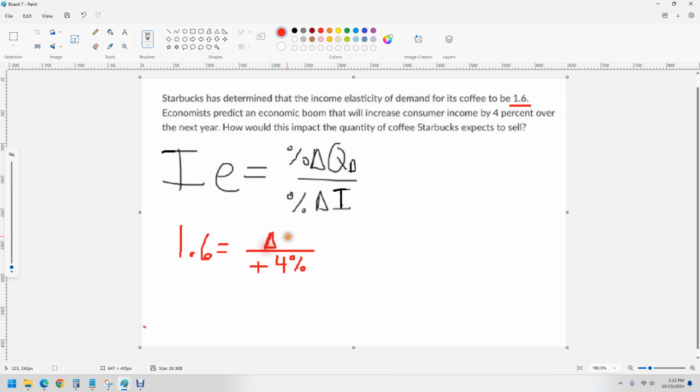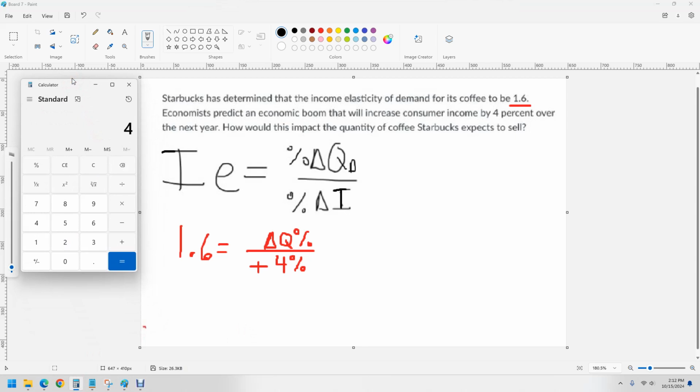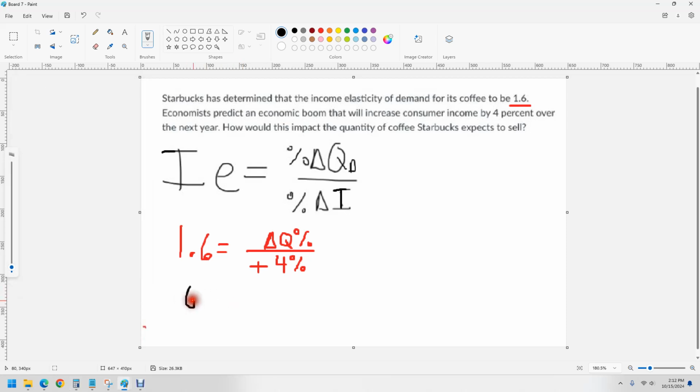I'm just going to write it as change to quantity, but you know what, I'm going to write it all out. It's in a percent. So we're just going to algebraically multiply both sides by 4. It's 4 times 1.6, and we get 6.4, and that's a percent. And that is the change in quantity demanded for Starbucks.